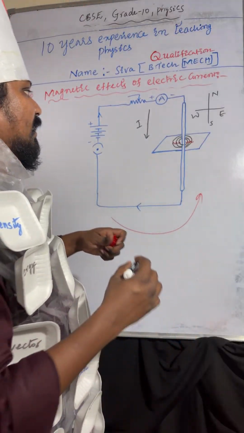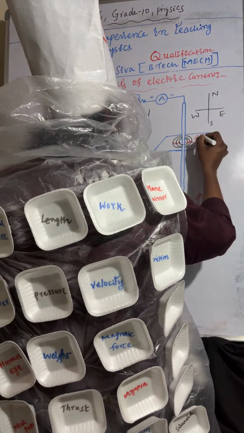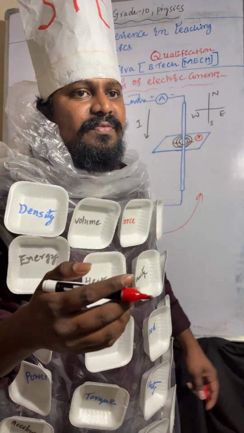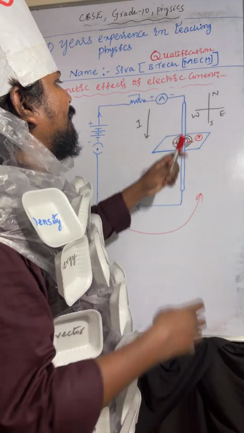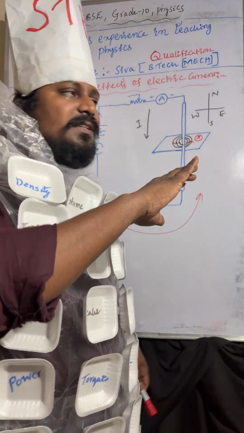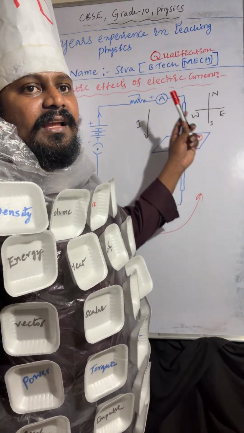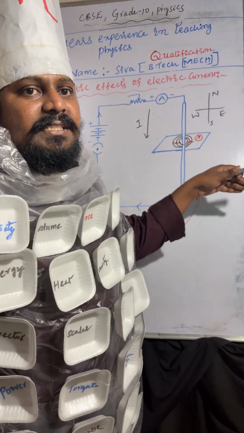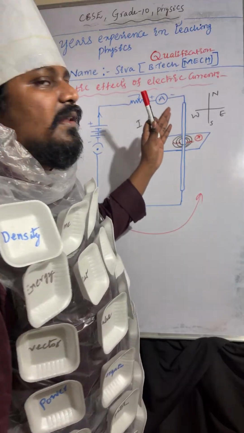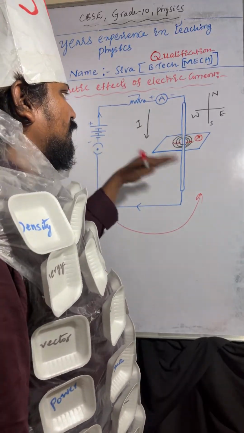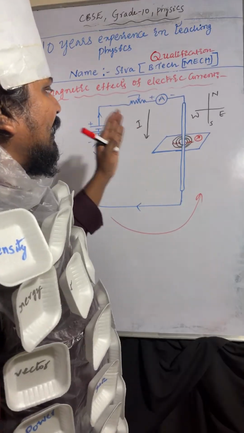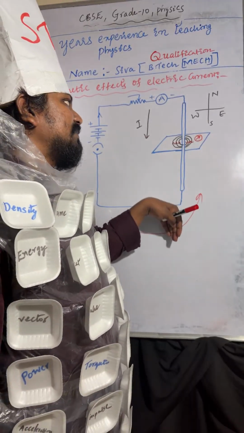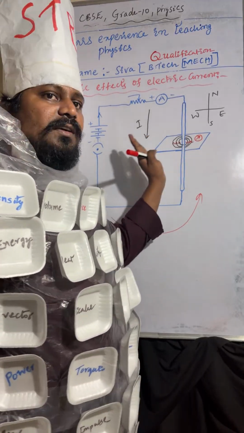And one more thing, if you place the compass here, as I mentioned, a compass has a small magnetic needle inside it. If the current is passing from north to south, the compass deflection will be shown towards east. If the current is passing from south to north, the deflection will be shown towards west. I hope it is very clear.